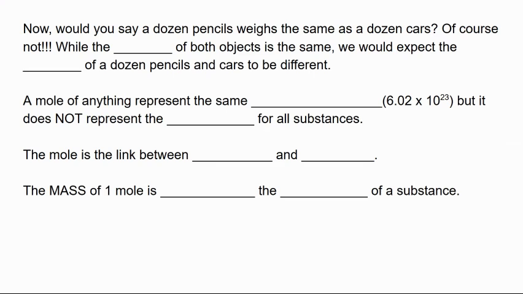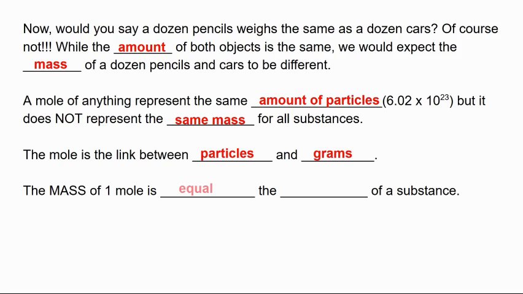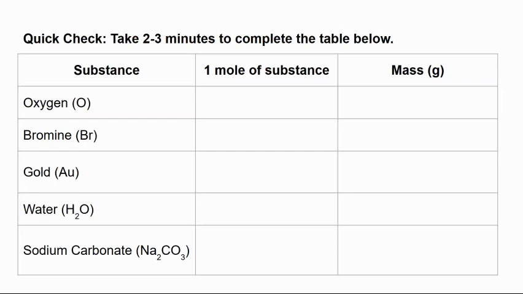Now, would you say a dozen pencils weighs the same as a dozen cars? Of course not. While the amount of the objects is the same, we would expect the mass of them to be very different. A mole of anything represents the same amount of particles, but it does not represent the same mass. So the amount is the same, but the mass is very different. There is a link between the mole of particles and grams. The mass of 1 mole is always equal to the molar mass of a substance.